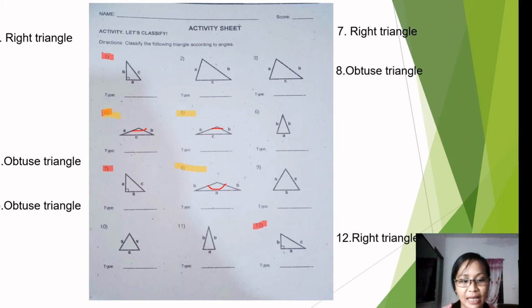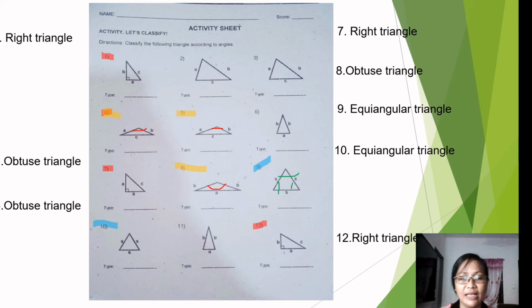For our number 9, it states here S, S, S, meaning to say all the sides are equal. If the sides are equal, then automatically all the angles are also equal. This is the one that I told you a while ago. All the angles are 60 degrees. Therefore, number 9 is an equiangular triangle. Number 10 is also an equiangular triangle. Why? Because it states here S, S, S. That means all the angles are congruent. Therefore, number 10 is an equiangular triangle.